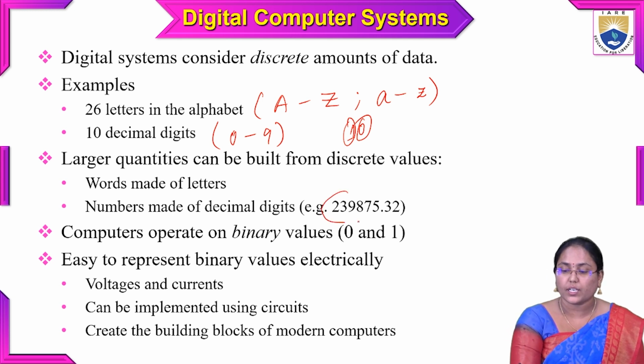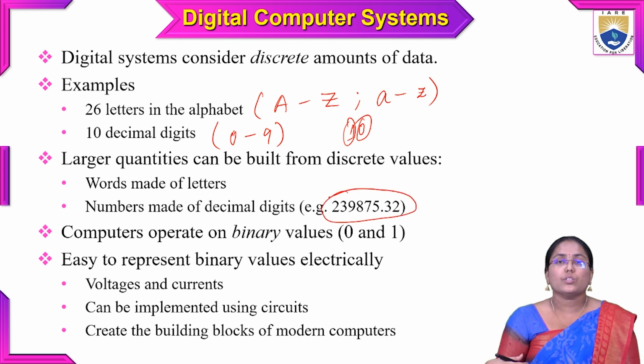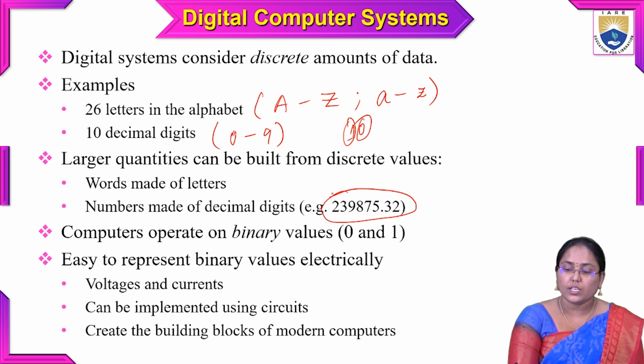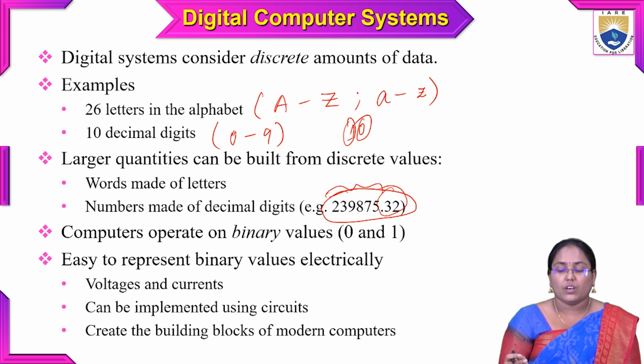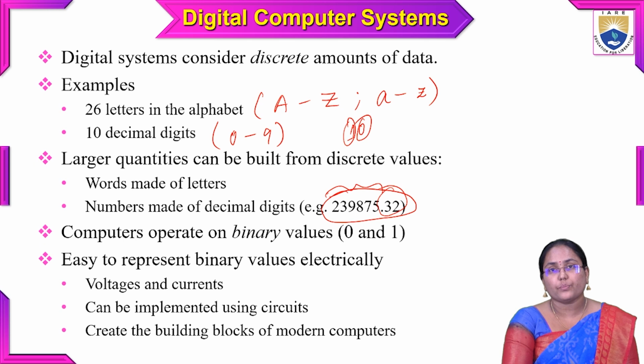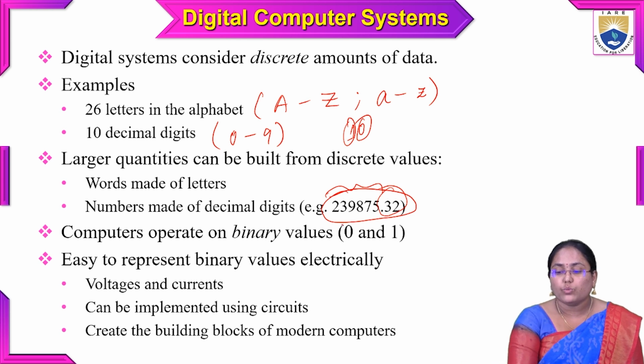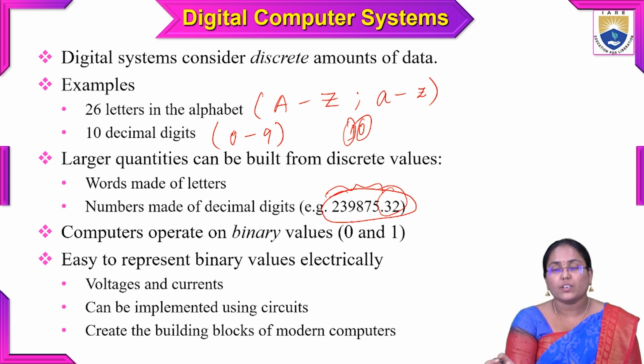As you can see this particular number. Okay, so this particular number, both this non-decimal value and 0.32, this decimal value, can also be represented in pure binary values. We can convert 239875 into binary first and 0.32 also into binary, and we can represent the complete thing as discrete amounts of data in a digital system.